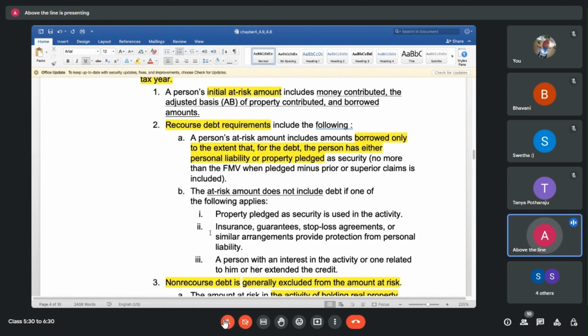So we need to be careful about this loss limitation, especially when there is a loss. If there is a profit, no problem. Like IRS is saying, well, there's a profit, go ahead and pay. Who cares? Only when there is a loss, they don't want the loss to get offset against other income. That's why they're putting up all these rules.